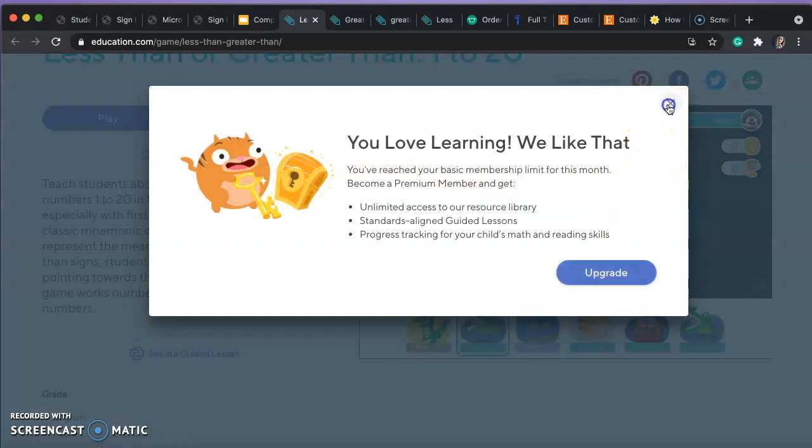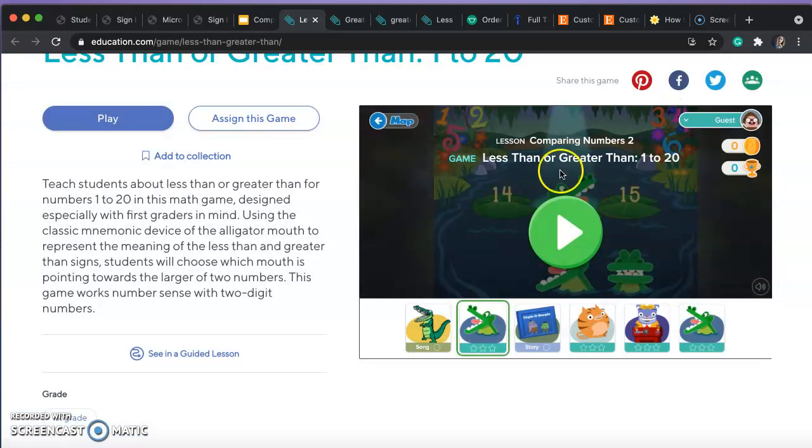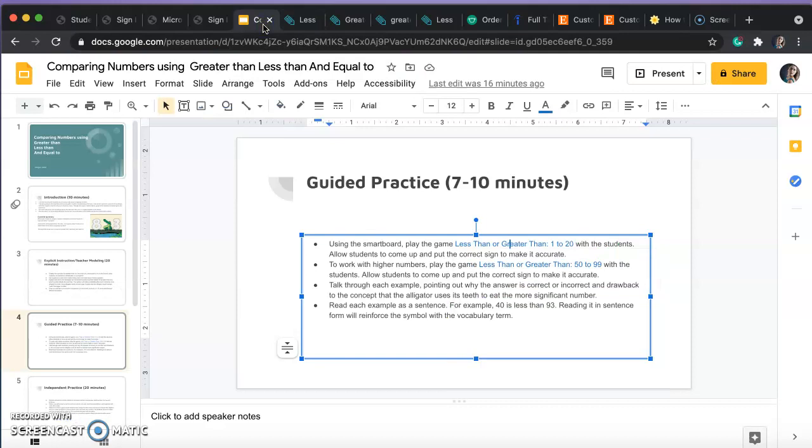Okay, well, it's not going to let me show you what it looks like. But basically, we have the alligators down here. They have each sign, and then they give you 2 numbers, and you're supposed to place the correct sign with the answer to make it true. Sorry, it's not working. I didn't know that was going to happen. I'm sorry. Okay, moving forward.